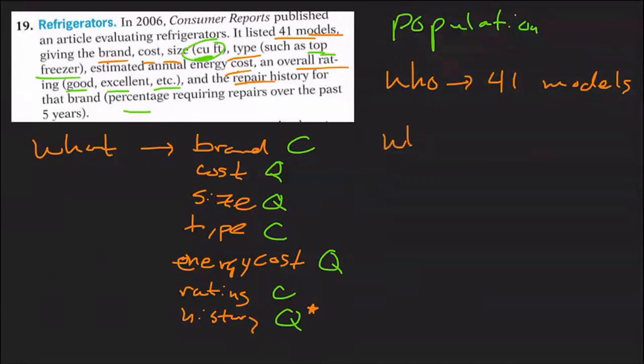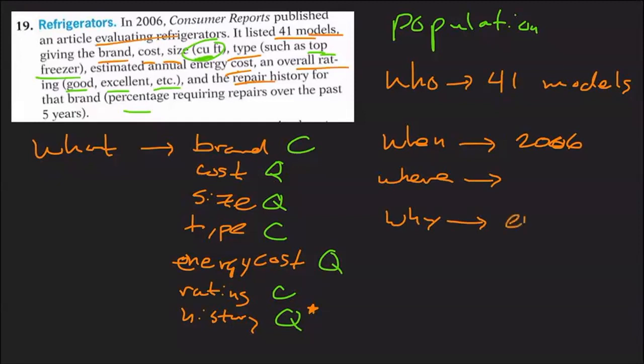Now let's look at when. It says in 2006. Let's see, does it tell us where? It does not. Does it tell us why? I guess it kind of does. Some of these are a little bit tricky. Maybe you wouldn't put anything because you don't think it tells us clearly enough. But this one says they published an article evaluating refrigerators. So we could probably put that their reason was to evaluate refrigerators.